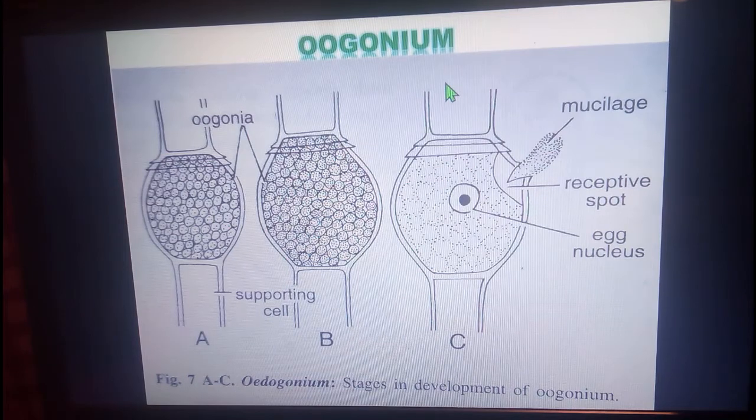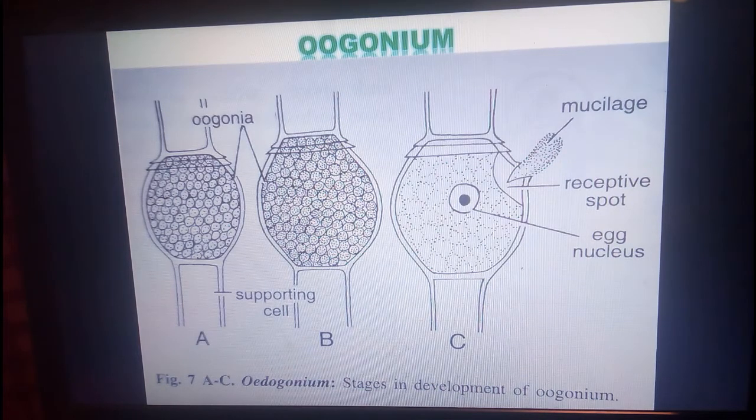In monoecious species, monoecious meaning both the antheridia and the oogonia are on the same filament. So in monoecious species, the antheridia and oogonia are present on the same filament. But in dioecious species, we know that they are borne on different filaments. In one filament we will find the oogonium, and in the other filament the antheridium.